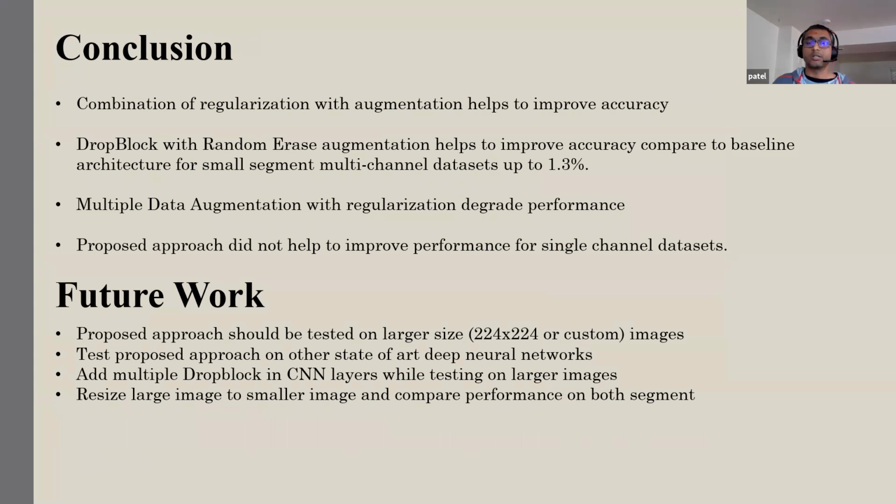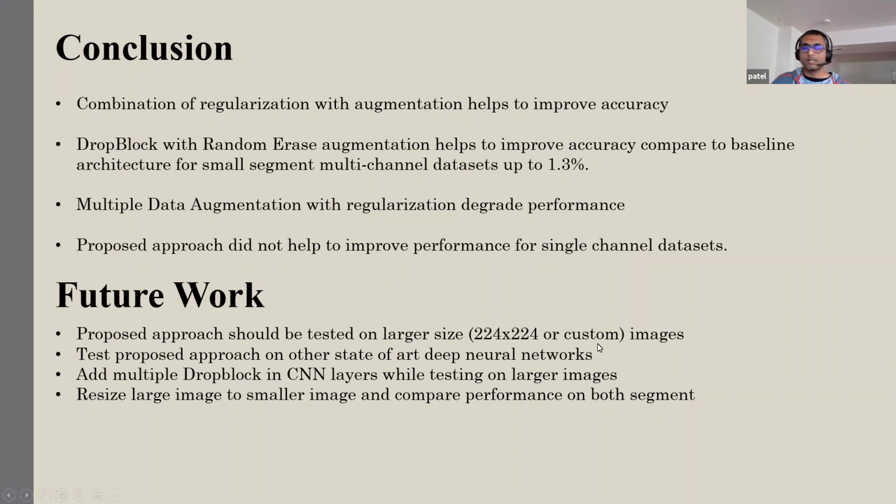Now moving forward to the conclusion. The approach which I presented is using DropBlock plus random erase with a controlled number of occurrences and probability. It helps to improve the accuracy, and it helped up to 0.5 to 1.3% improvement compared to the baseline. And that is also in the multi-channel setting. We see CIFAR-10 and CIFAR-100 are multi-channel image data, and it did not help on the MNIST because it's a single channel data set. So basically this approach is effective on color images.